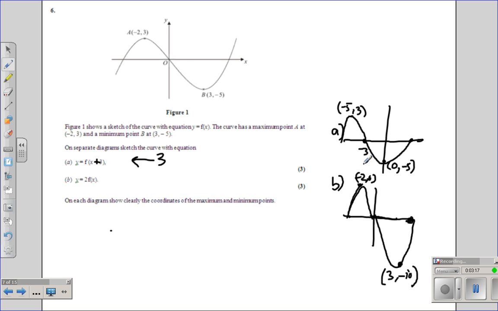And then we double check we've answered the question. On separate diagrams, sketch the curves with equations y equals f of x plus 3 and y equals 2f of x. On each diagram, show clearly the coordinates of the maximum and the minimum points, which we've done there. So that's A and B done.